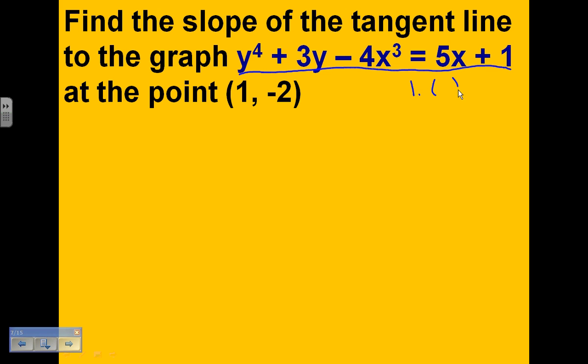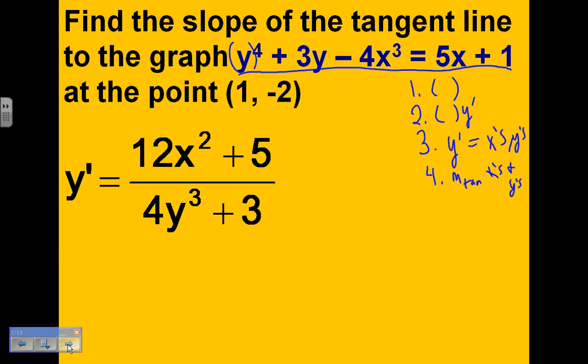First step was we put the parentheses around the y to the fourth. The second step was we used the chain rule for that derivative. And when we took it, we multiplied it by the derivative of the inside. Then we solved it for y prime equal to all the x's and y's. And then finally, the fourth thing, we're going to use the x's and y's to find the slope of the tangent line. So we are at the fourth step on this problem. There's the derivative. I put in 1 for all the x's and -2 for all the y's, and that gives me the slope of the tangent line.